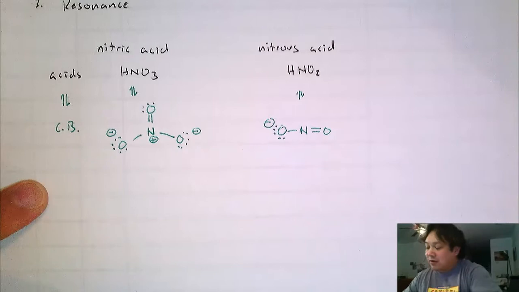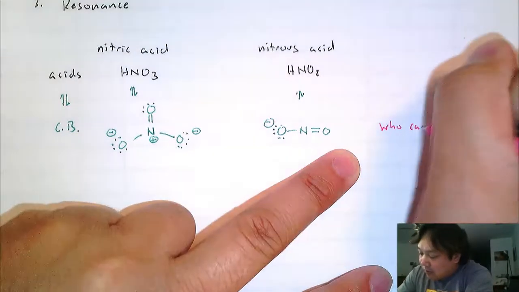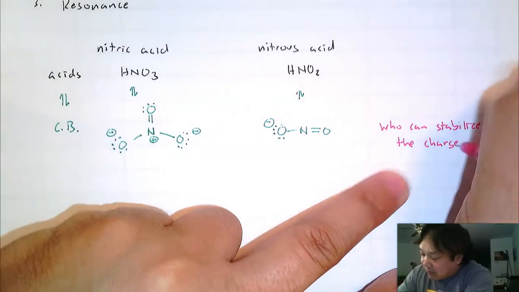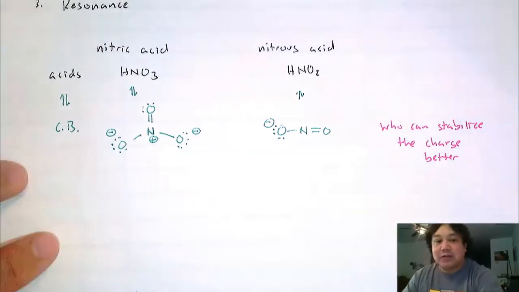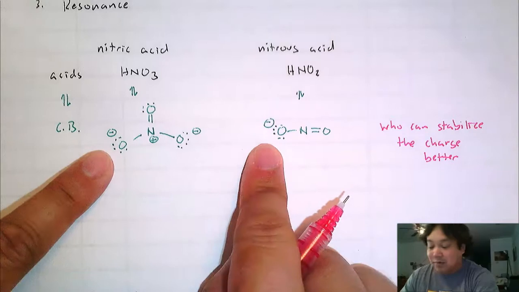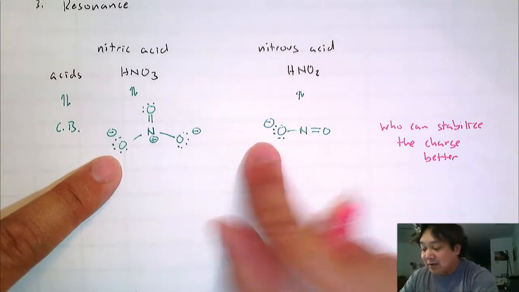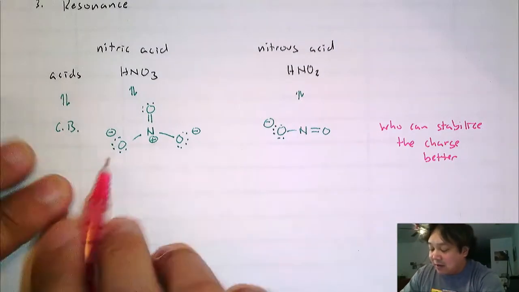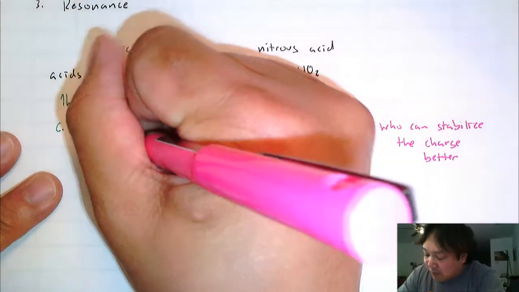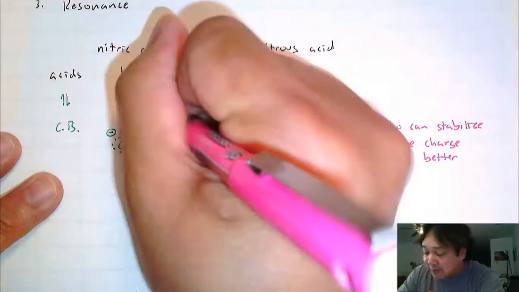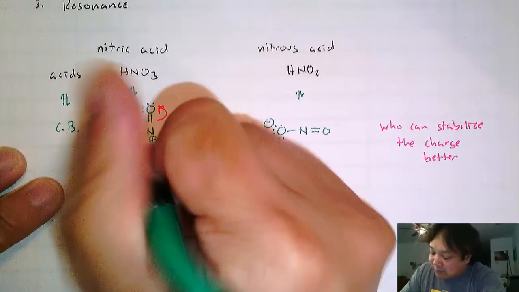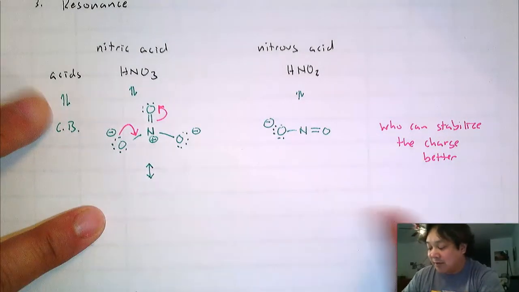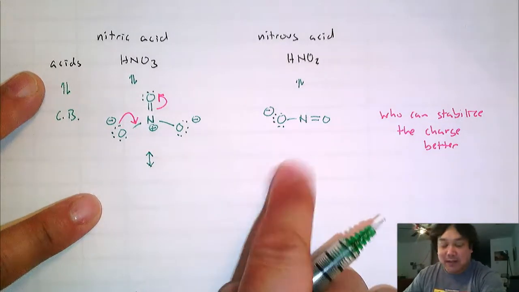We have to figure out who can stabilize the charge better. We can't use electronegativity because the anion is on oxygen in both cases. We can't use size because O minus is the same size as O minus. We're using resonance. And what we know from here, if you remember your general chemistry, but also we're going to use a lot of resonance in organic, you have one resonance structure. So it looks a little strange. People normally write resonance from left to right, but I have to go from top to bottom because I don't have space.